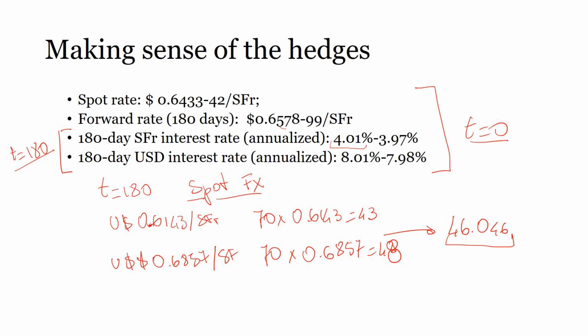So if you have this situation, for example, where you have an appreciation of the dollar, your money market hedge gives you $45 million, and you could get 43 million in the spot market 6 months from now. So it's not always the case that the forward market hedge gives you a better deal than the money market hedge. That's it.